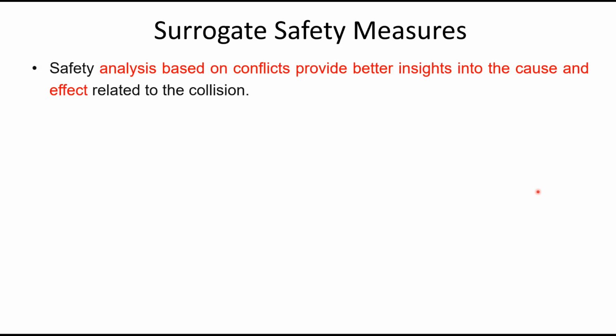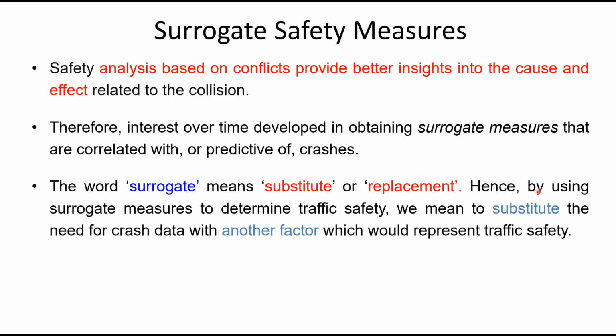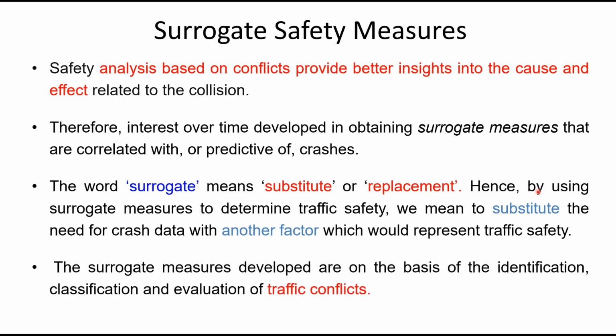Now, safety analysis based on conflicts provides better insight into the cause and effect related to the collision. Therefore, interest over time developed in obtaining surrogate measures that are correlated with or predictive of crashes. The word surrogate means substitute or replacement, and therefore by using surrogate measures to determine traffic safety, we mean to substitute the need for crash data with another factor which would represent traffic safety. And the surrogate measures developed are on the basis of identification, classification, and evaluation of traffic conflict.